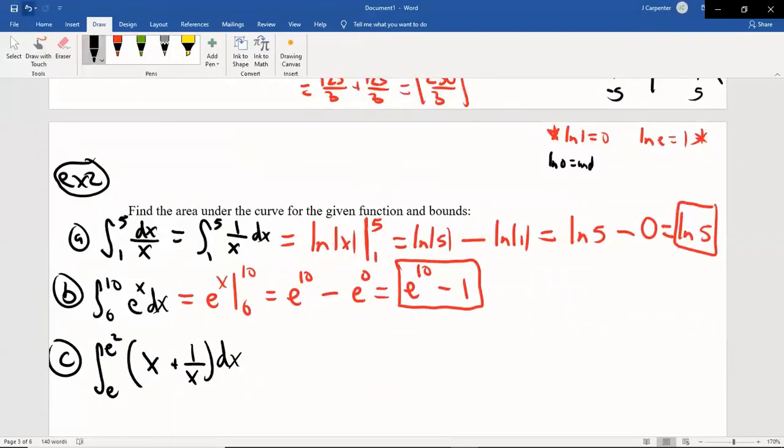Now, if that was 1 over x squared, you'd bring it to the top and make it x to the negative 2.